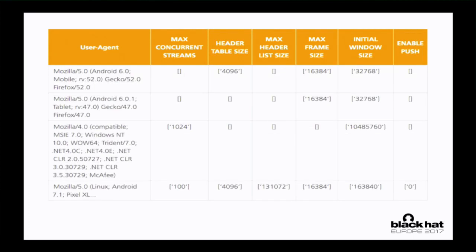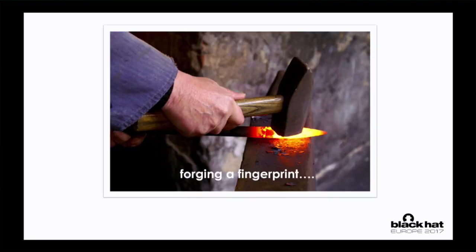I'm sorry, you don't see that very well, but you can see all of those 6 parameters here, and you can see that different clients, like Firefox 52 on Android 6, send different parameters than my Chrome on my Android Pixel XL. So we started plotting out this table, and next we moved on into forging a fingerprint.